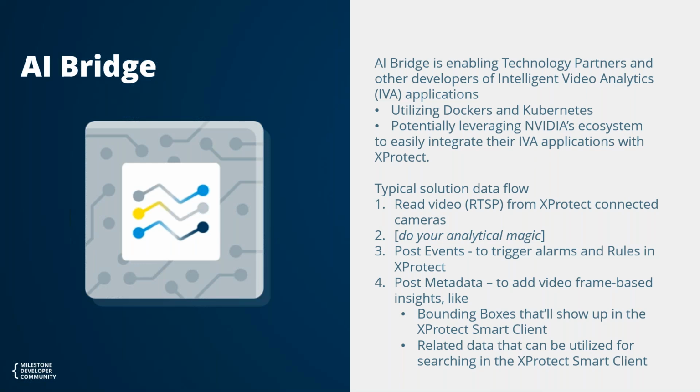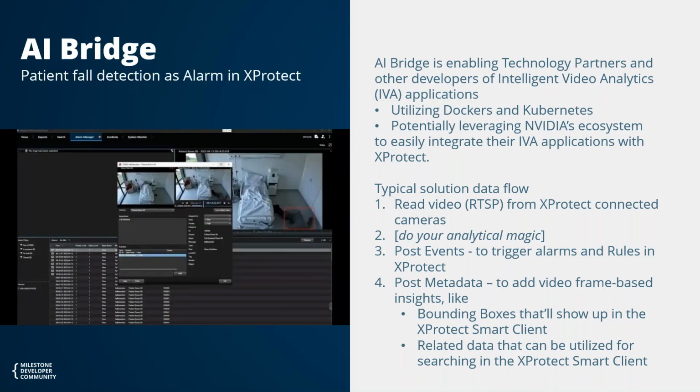Another typical use is that you post metadata back with the analytics, and the metadata is describing each frame, or at least frame based, saying in this frame the analytics has identified these kinds of objects with these attributes and qualities, and then you're posting that information back to XProtect. Back in XProtect, you can use this metadata to show bounding boxes around the objects in the video, live or recorded.